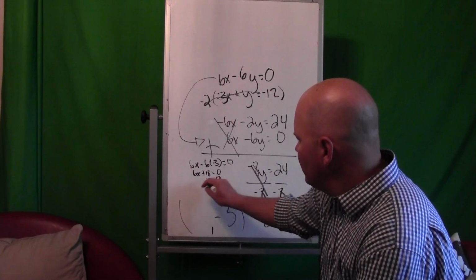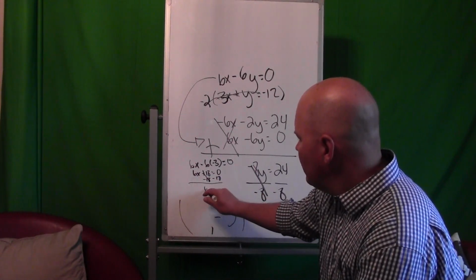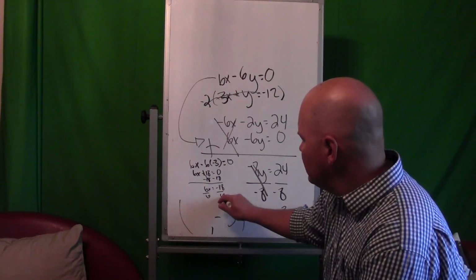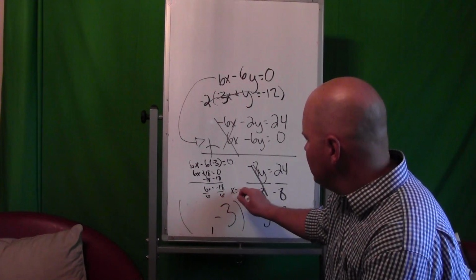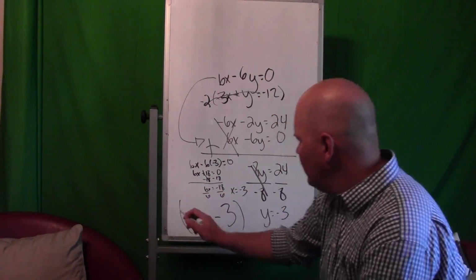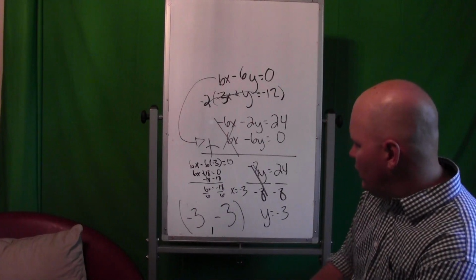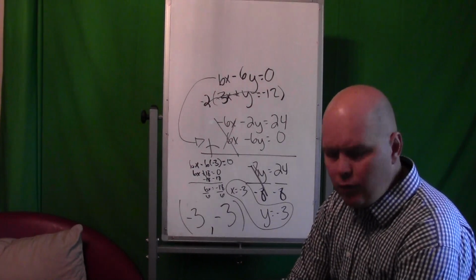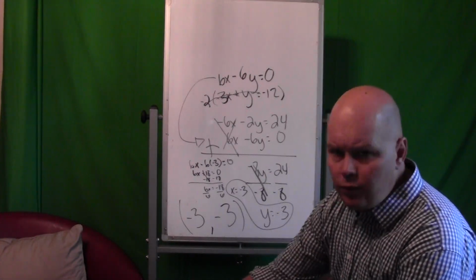Minus 18 from both sides. Now I have 6x equals negative 18. I'm going to divide both sides by 6. And I get x is equal to negative 3. So x equals negative 3, y equals negative 3. And as a coordinate set, it would look like negative 3, negative 3.